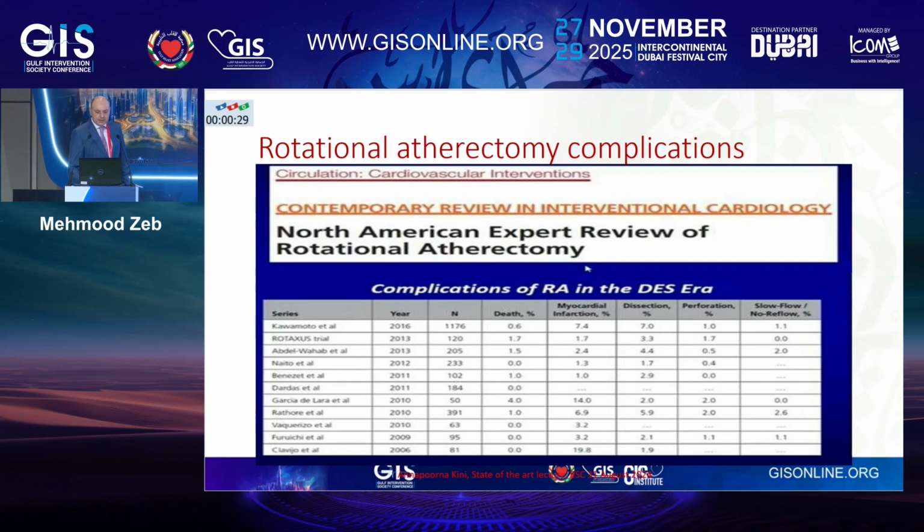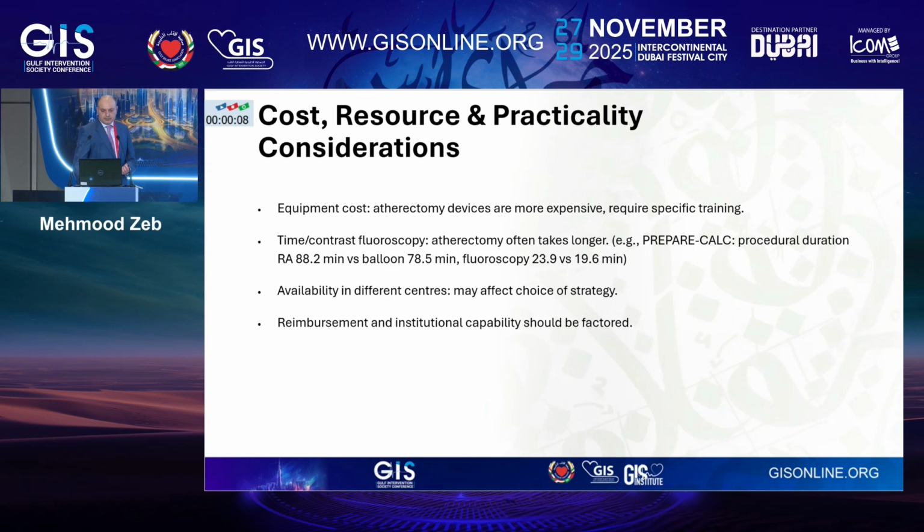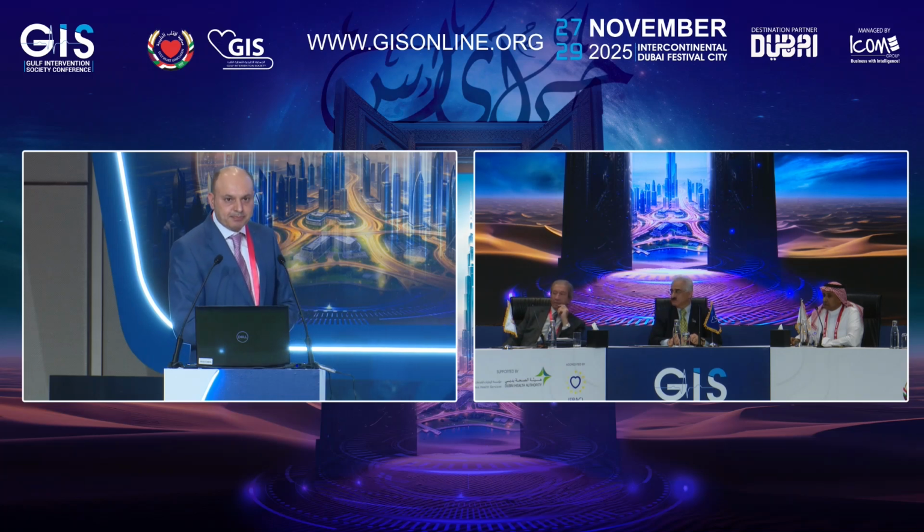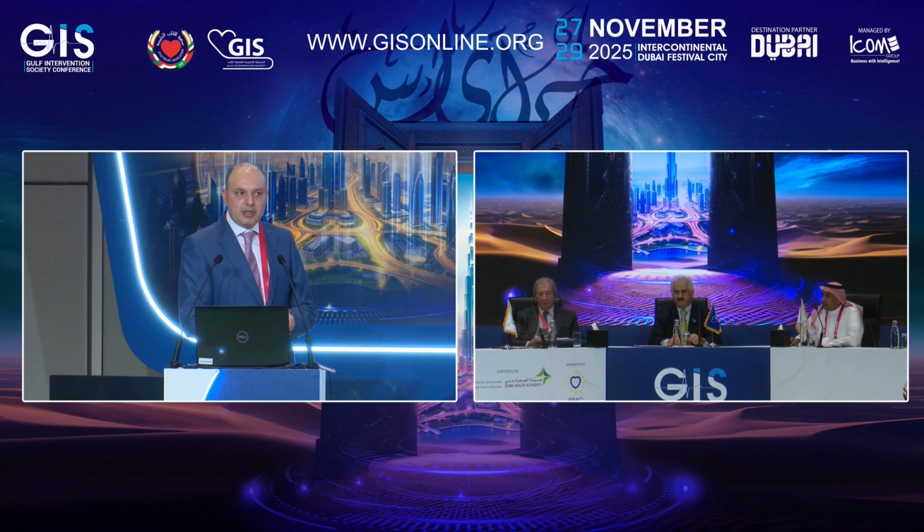Again, these slides give the complication rate of rotational atherectomy over a period of time from 2006 until 2016. We can see the risk of dissection is between 2 to 7%. The risk of perforation is 1 to 2%, and the risk of death is 0.5 to 2%. Cost-wise, atherectomy devices are expensive, require specific training, and usually have prolonged procedure time.